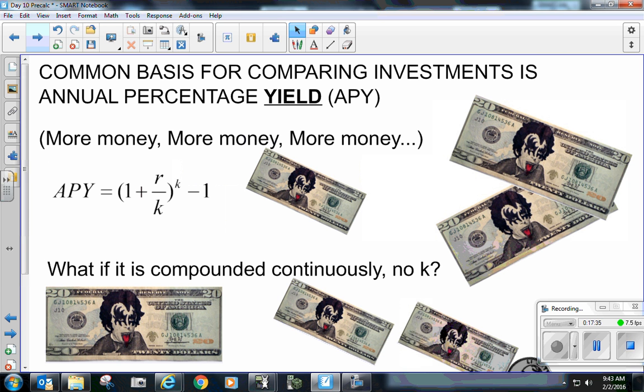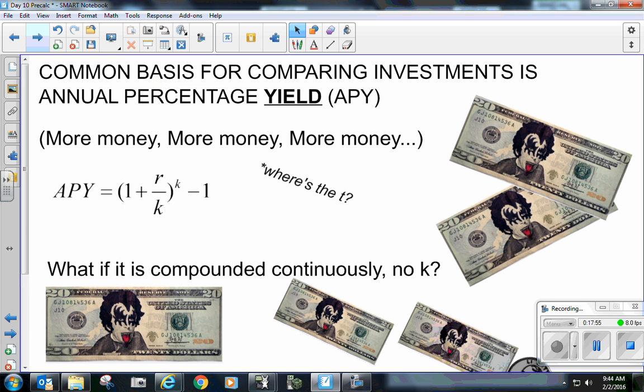APY has this funky little thing here. 1 plus your rate over K, and the K is still there because it's compounded, not just annually, monthly, quarterly, it's always there. Raised to the K, minus 1. Again, if we have an assessment, I'll give all these to you. Okay. All right?